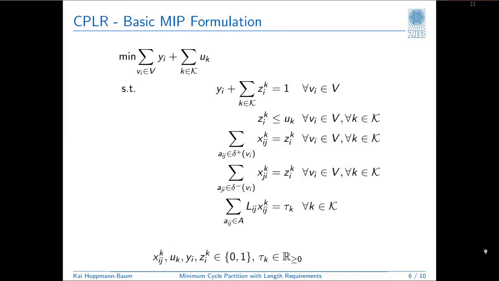Furthermore, what we can do now, if we assign these arcs to the cycles, we can determine the length of a cycle, which is denoted by the variable tau k. And finally, we have the critical weight condition. So if a vertex i is assigned to cycle k, then the length of the corresponding cycle, tau k, has to be smaller than or equal to the critical weight t_i of this vertex.